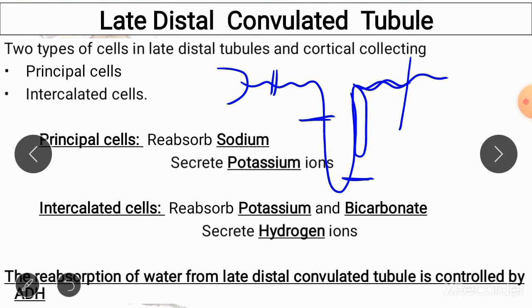Even the distal convoluted tubule is divided into two parts. The earlier part is impermeable to water no matter what. Whether ADH is present or not, water is not going to be reabsorbed from the early distal convoluted tubule, from the thick ascending limb and the thin ascending limb. But your late distal convoluted tubule and your collecting ducts are impermeable to water in the absence of ADH, but when there is ADH present within your blood, a great amount of water is reabsorbed from your distal convoluted tubules, your collecting tubules and collecting ducts.